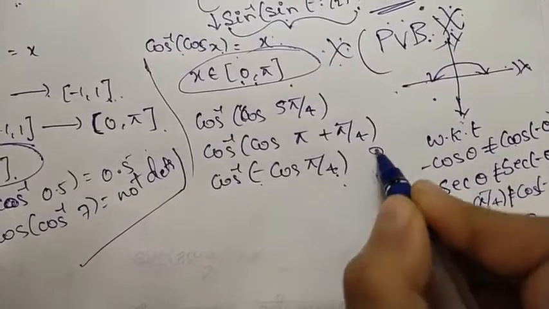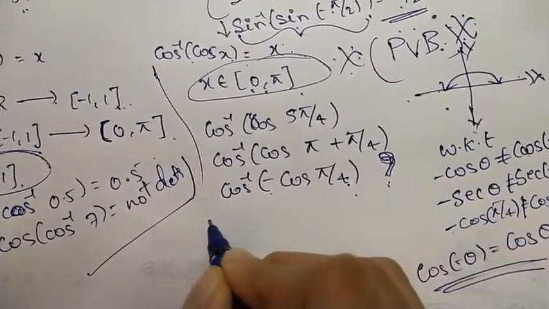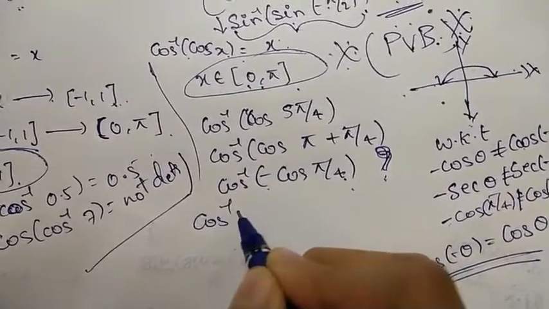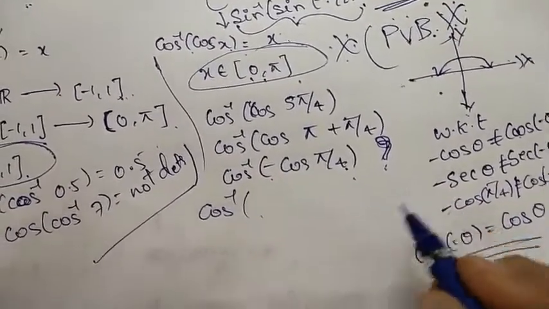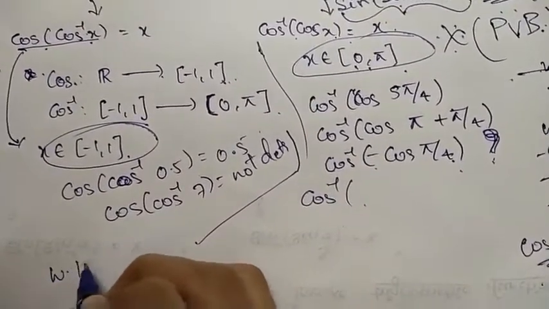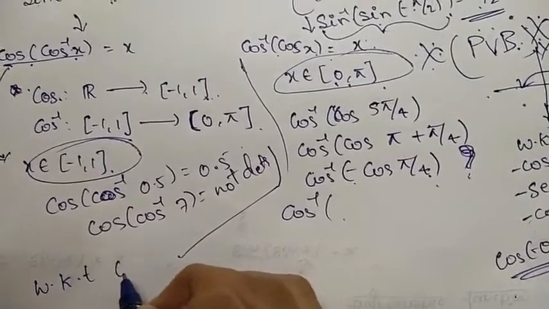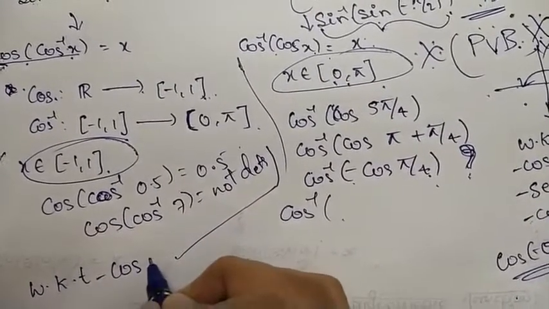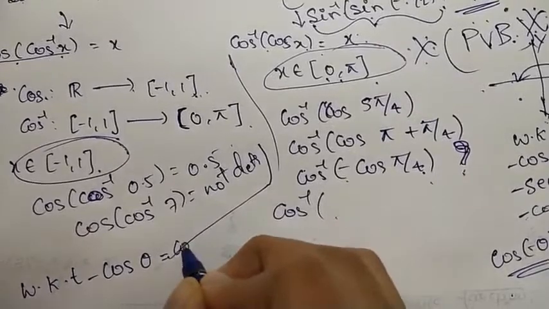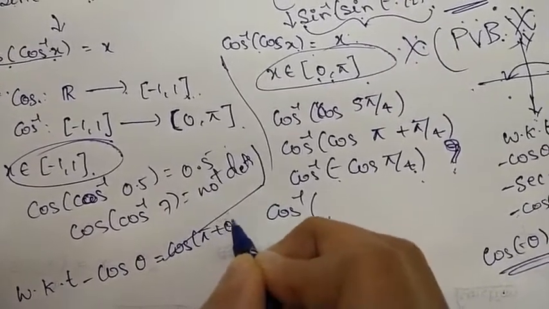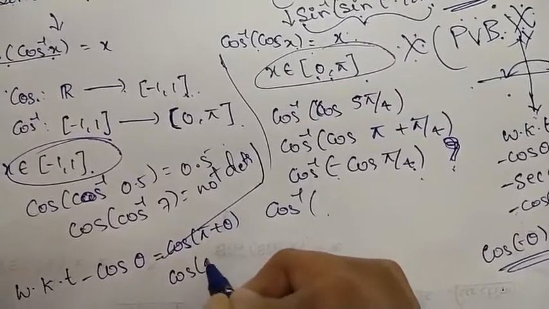Then how are we solving this? The thing is, we solve it in this manner. We know that minus cos theta is equal to cos of pi plus theta and cos of pi minus theta.